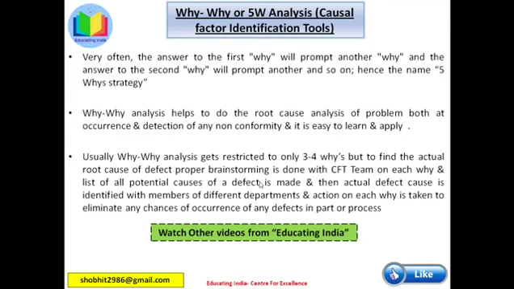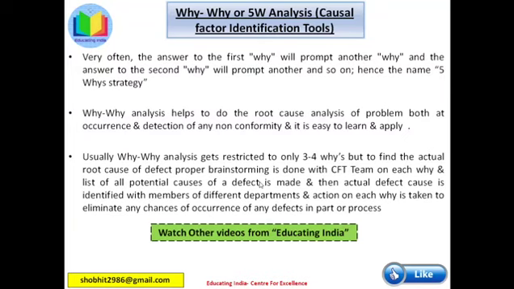It means that in most of the companies, YY analysis gets completed only up to 3 to 4 Ys without identifying the actual cause of a defect. However, to find the actual cause of a defect, proper brainstorming is done with a team of members from different concerned departments and potential causes of defect are identified.